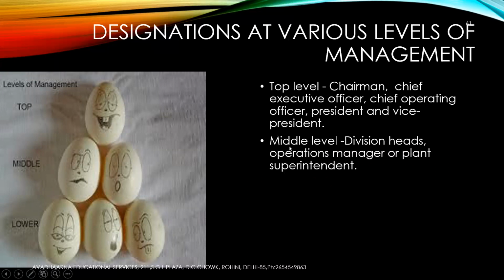At the middle level, the designations are divisional heads, operations manager, and plant superintendent. Please take a note of it. At middle level, the various designations of the levels of management at this middle level of management are division heads, operations manager, and plant superintendent. At the lower level, we have got two positions, foremen and supervisors.